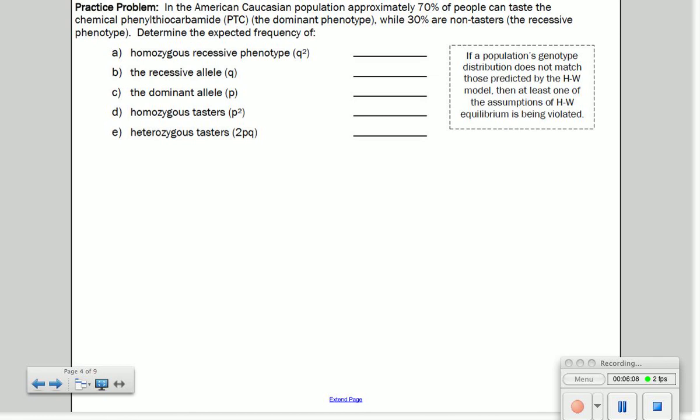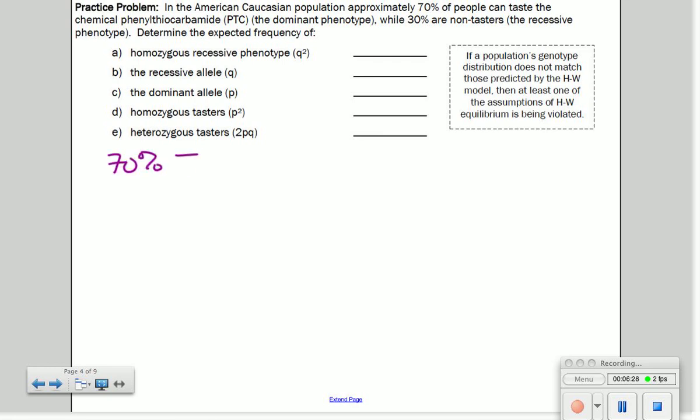All right, looking at the practice problem of the PTC. It says I have 70% of people that can taste the chemical. That's the dominant phenotype, and I have 30% that are non-tasters. That is the recessive type. So let me just write down what we know so far.